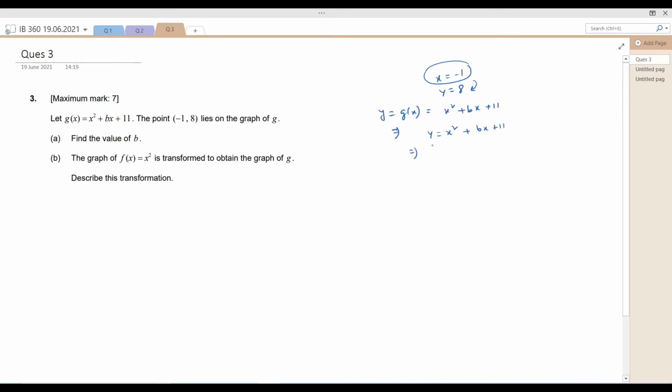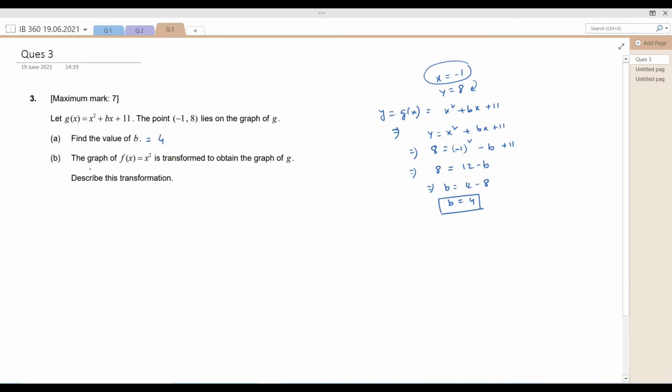So here the y value is 8 equals x square plus bx plus 11, and we will put the values directly in this equation. So minus 1 whole square minus b plus 11. So we get 8 equals 12 minus b, or b equals 12 minus 8, or b equals 4. So the first answer is done: the value of b is 4.